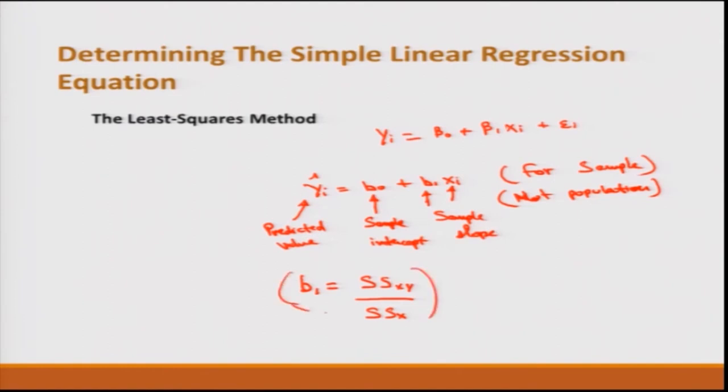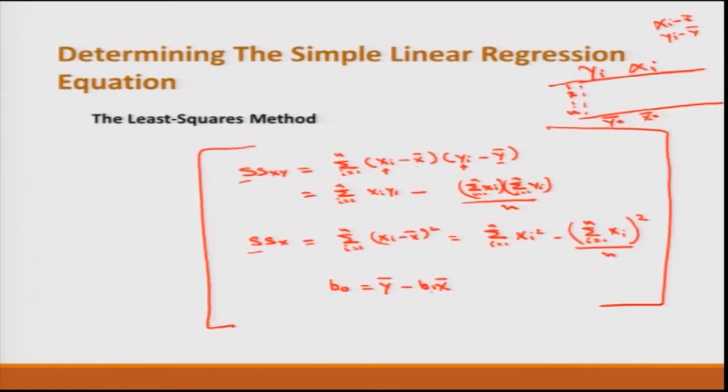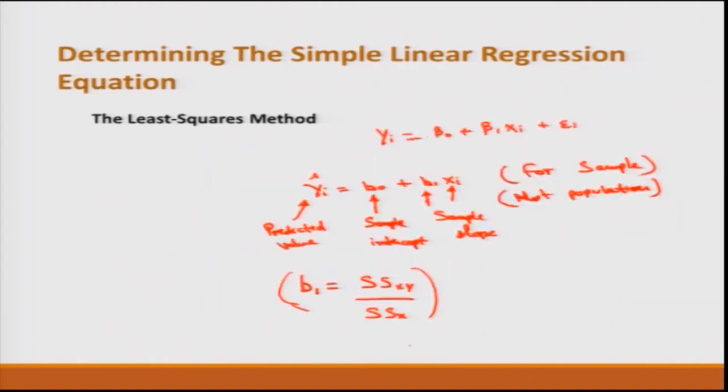And how do we calculate B0? We know the value of B1, and we know the values of X bar and Y bar, so we will find the value of B0. This is how we draw the line for the sample. Then we get this equation for the sample.